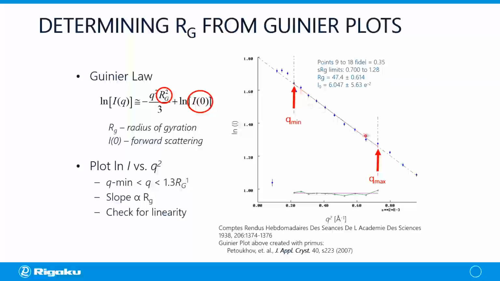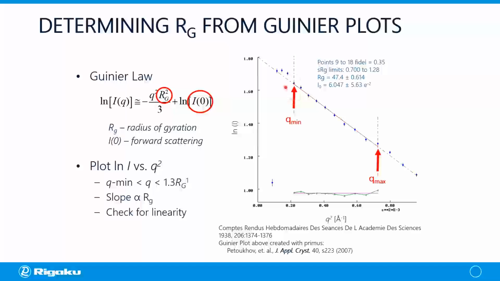So we gather that we can use the slope of this line to extract information about the size, or the radius of gyration in this case. And if we extrapolate to zero scattering angle, what that's going to give us is roughly the molecular weight. Now, there are some guidelines for the minimum and maximum values we can use.